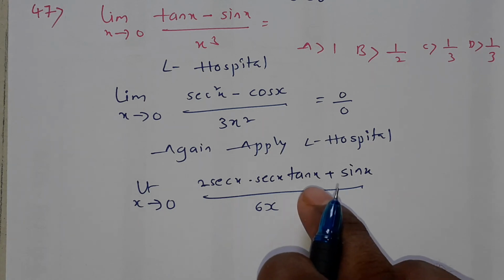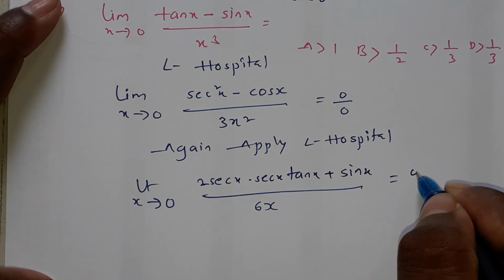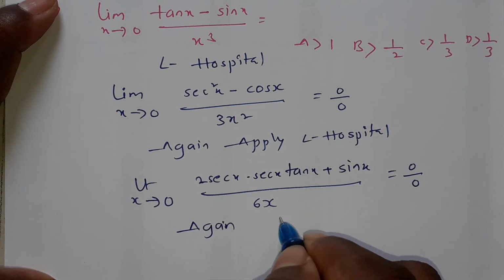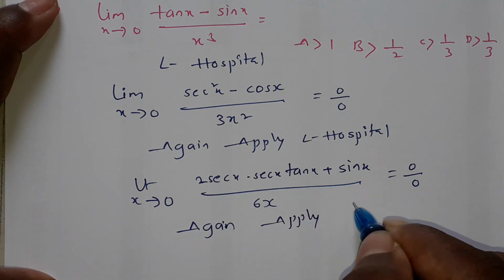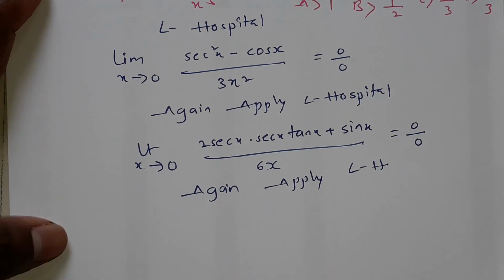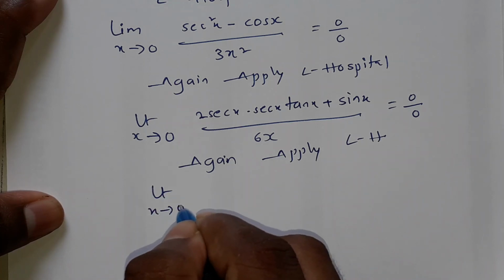Tan 0 value is 0, sin 0 value 0, denominator value also 0. Again we get 0/0. Again we apply the L'Hospital rule. Apply and see, limit extends to 0.